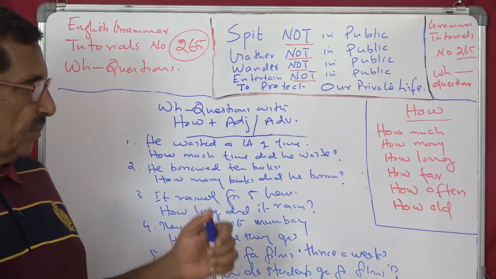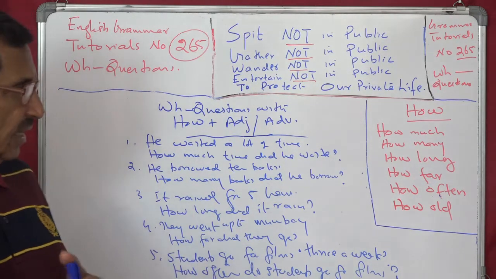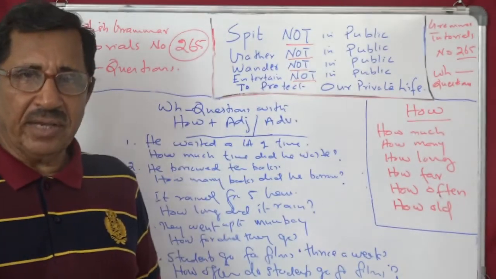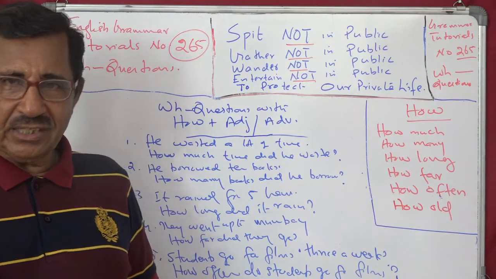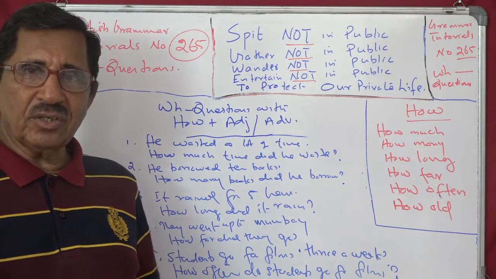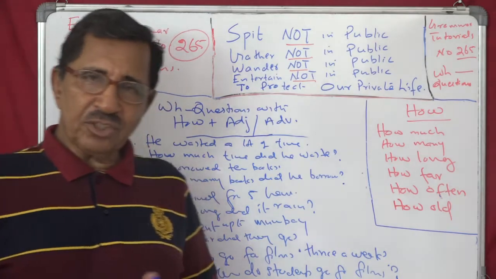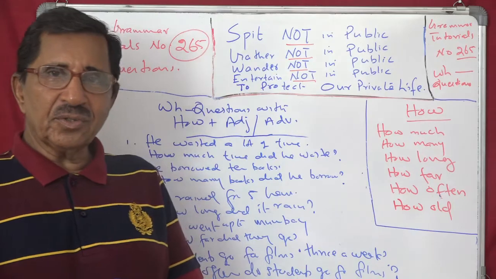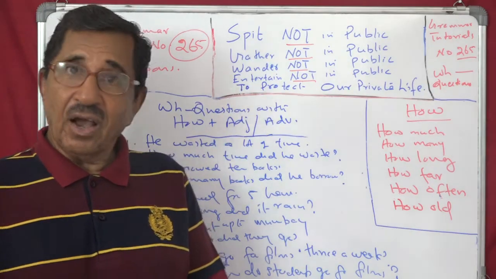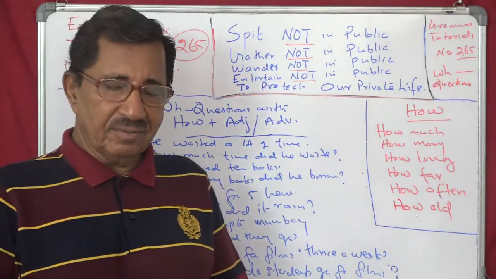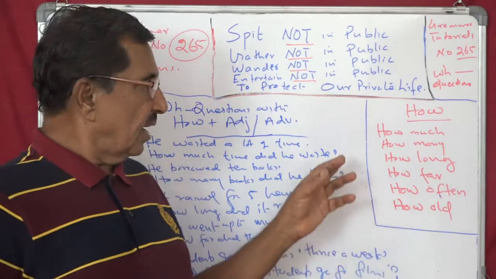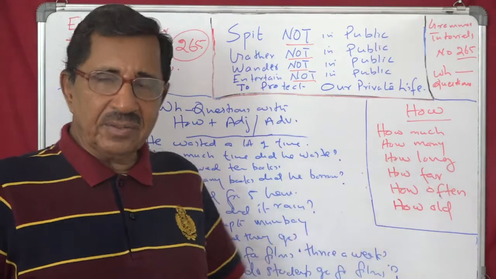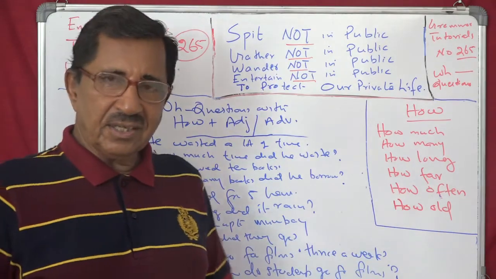They should have the appropriate meaning. Here it is quantity: how much milk did you buy? How much water did you waste? How much sugar do you eat? Like that. How much money did you waste? How much sugar did you eat? And so on like that.